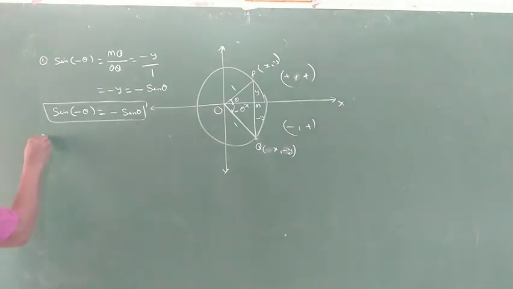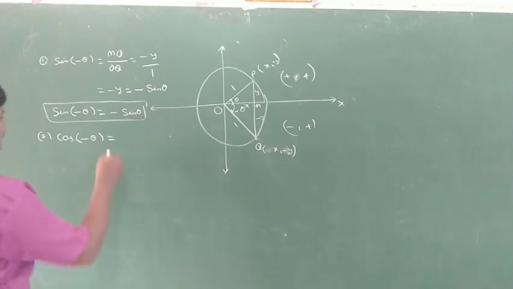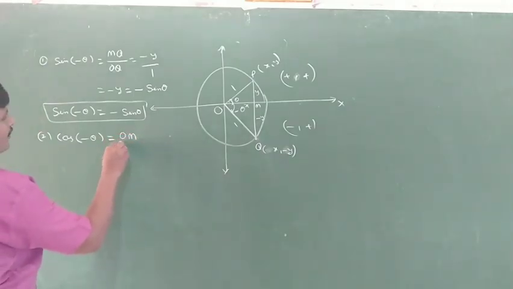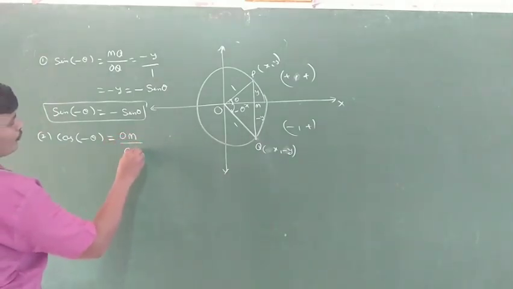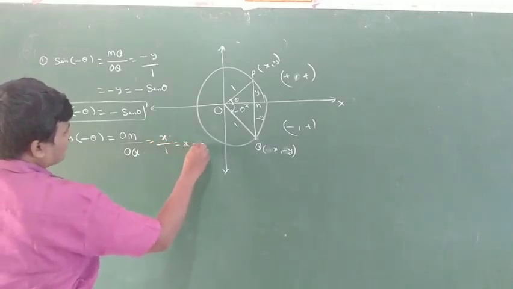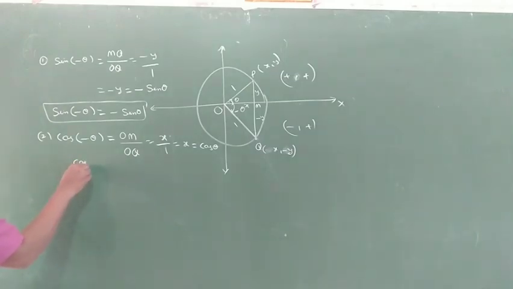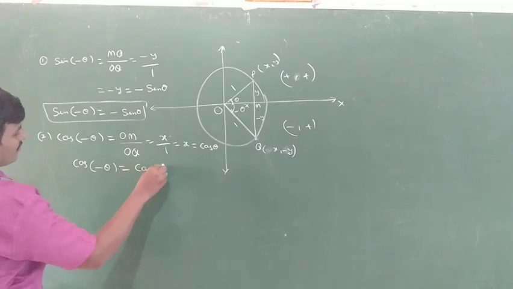Next, cos of minus theta is equal to adjacent side by hypotenuse. Adjacent side is OM by OQ. OM is x by 1, that is equal to x. So x means cos theta. Finally, cos of minus theta is equal to cos theta.